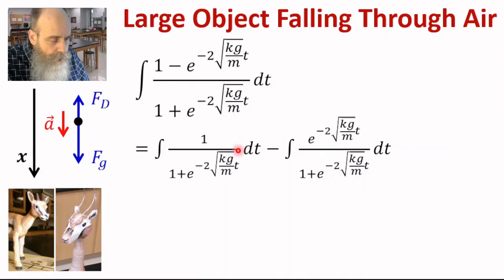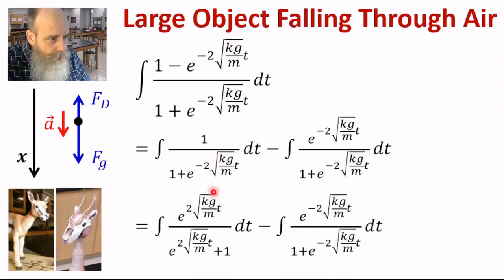This one, we need to put it into this form. To do that, we multiply by e to the 2 square root kg over m times t. This is what we get. So we multiply through by this, and this is what we get in the numerator. The denominator becomes e to the 2 square root kg over m times t plus 1.